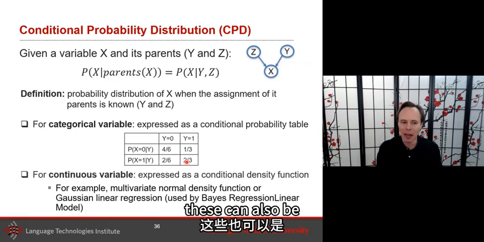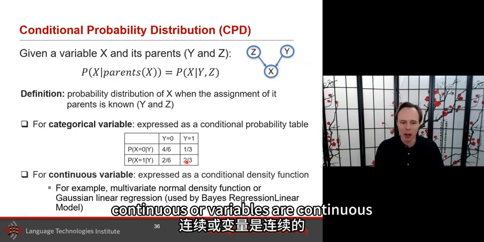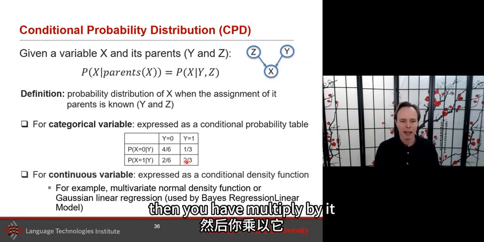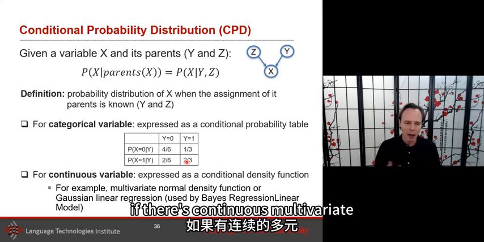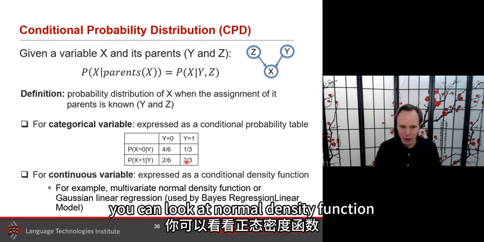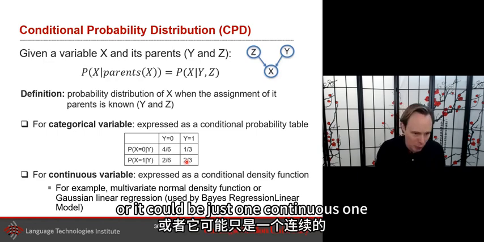These can also be continuous. If the variables are continuous, then you have multivariate distributions. For example, if they're continuous and multivariate, you can use a normal density function, or it could be just one continuous variable.